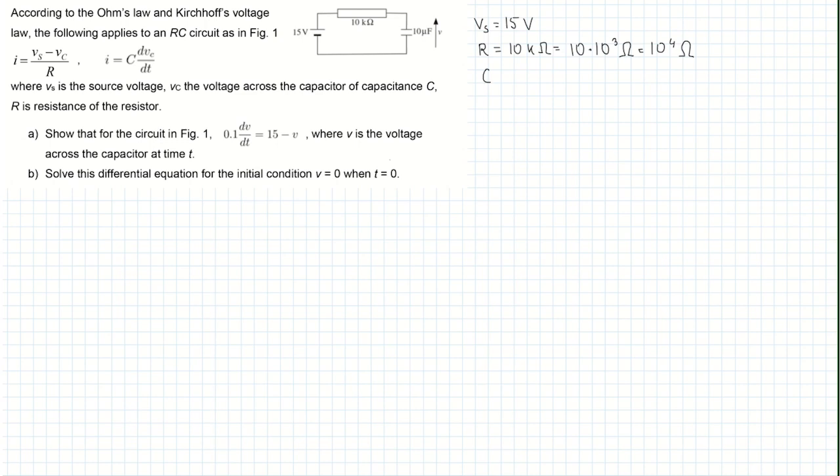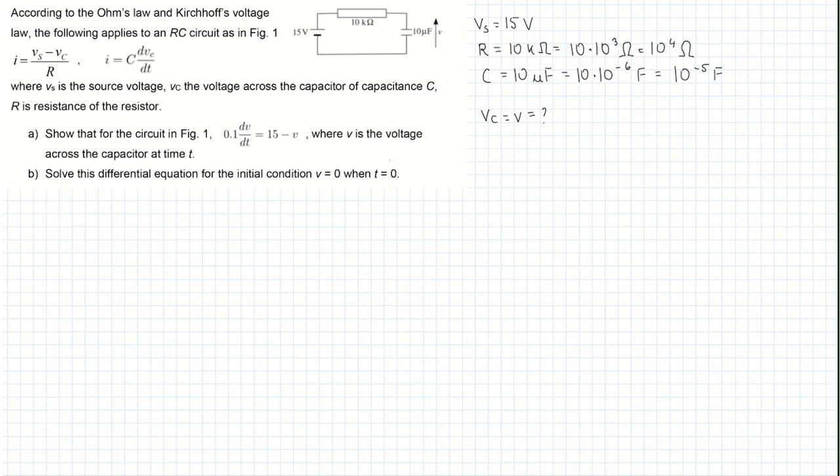C, capacitance, is equal to 10 micro F, and that is equal to 10 times 10 to the power minus 6 F, which is 10 to the power minus 5 F. We are looking for V, the voltage across the capacitor. We will also be writing it as V.